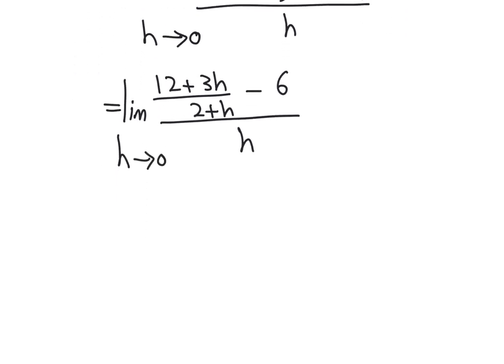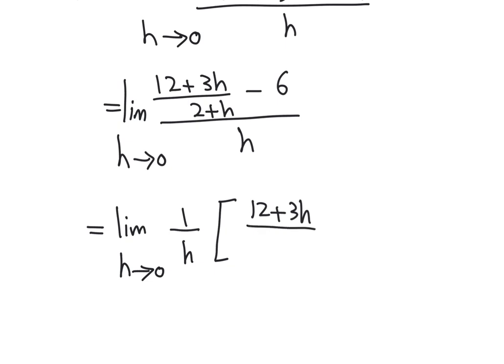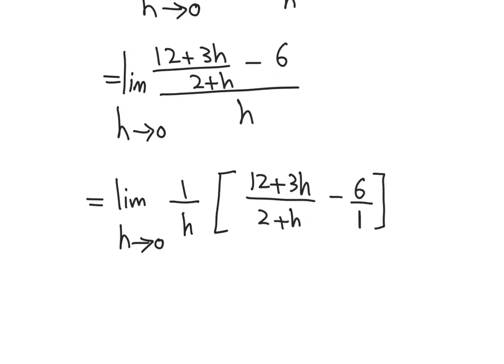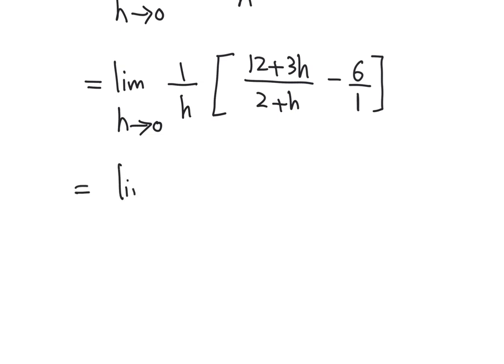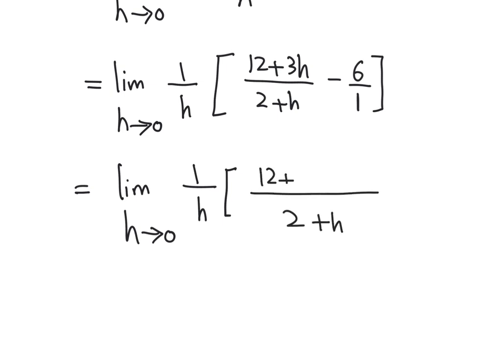Because this fraction is very big, it's good to factor 1 over h when you have fractions. So as h goes to 0, the limit of this fraction, it's good to factor 1 over h and then you write the leftover. So it's 12 plus 3h over 2 plus h minus 6. But because the first term is a fraction, you write 6 over 1. Now you find a common denominator. So the limit of 1 over h times, you find the common. So it's 2 plus h, 12 plus 3h. Then you multiply 6 by this expression. So it's minus 6 times 2 plus h.